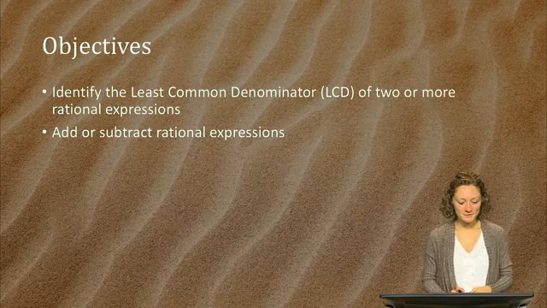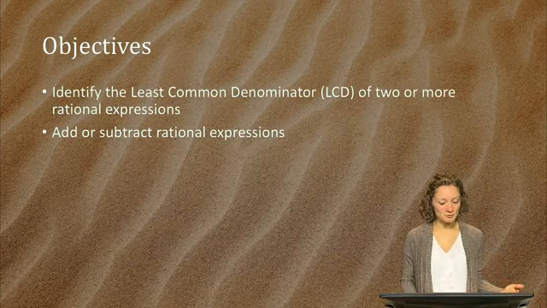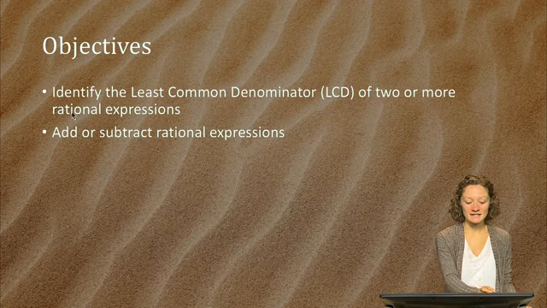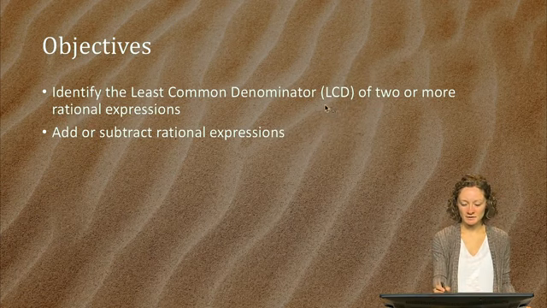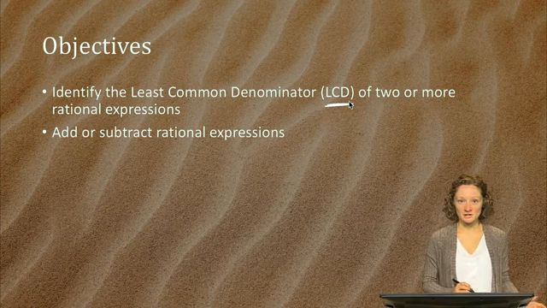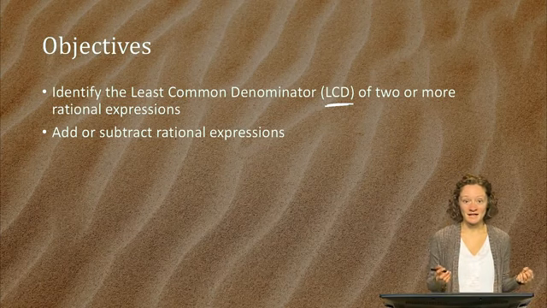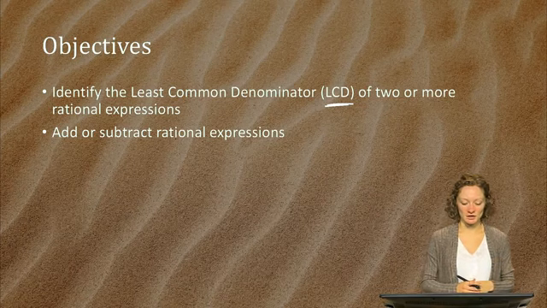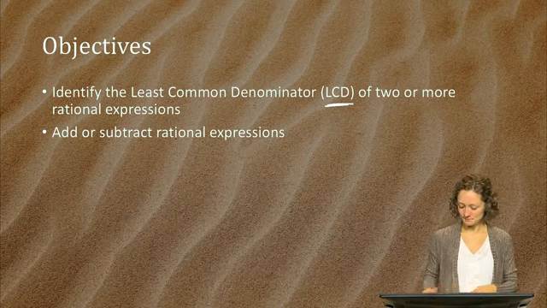So our objectives ultimately are to add and subtract rational expressions, but something that we'll need in order to do that is to be able to do this first objective. Identify the least common denominator, or the LCD as I'll more commonly refer to it, of two or more rational expressions. So you've seen doing this with numbers before, and now we're going to do it with expressions. It's the same idea, but the expressions are involved, so it feels a little more complicated at times.